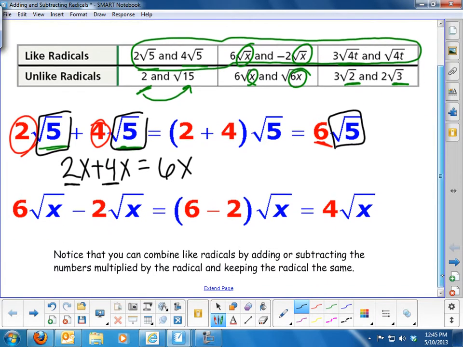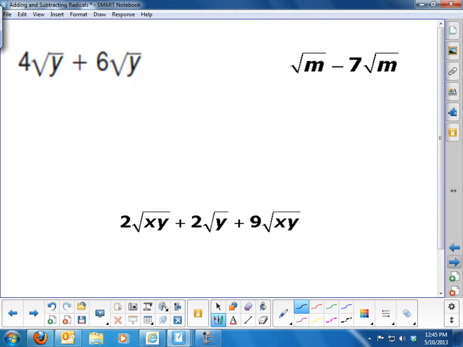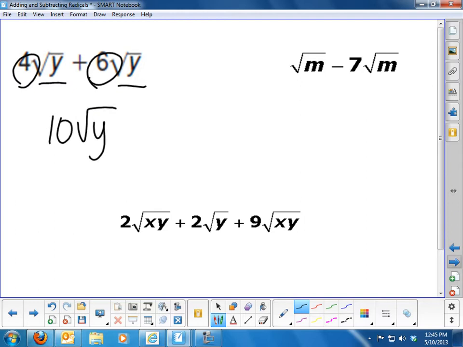Okay, so let's look at the next one. We have the square root of x. Those are like terms. So what do we do? You subtract the coefficients. 6 minus 2 gives us 4, and you keep what is underneath the radical the same. Let's do some practice. First example, are these two like terms? Yes, they are. They both are square root of y. So I combine the numbers that come in front. 4 plus 6 gives me 10, and I leave the y under the square root the same.